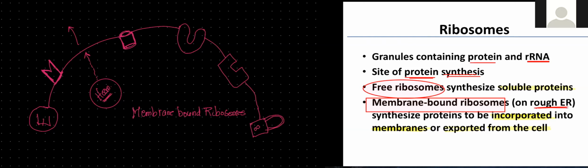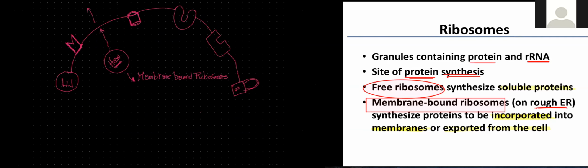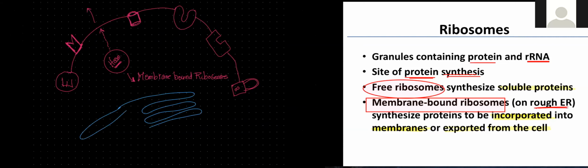So this hormone is actually going to be produced from a membrane-bound ribosome, the ones that are attached to the surface of those flattened tubules called the rough endoplasmic reticulum. And again, the rough endoplasmic reticulum is the one that has ribosomes attached to its outer surface, like this.